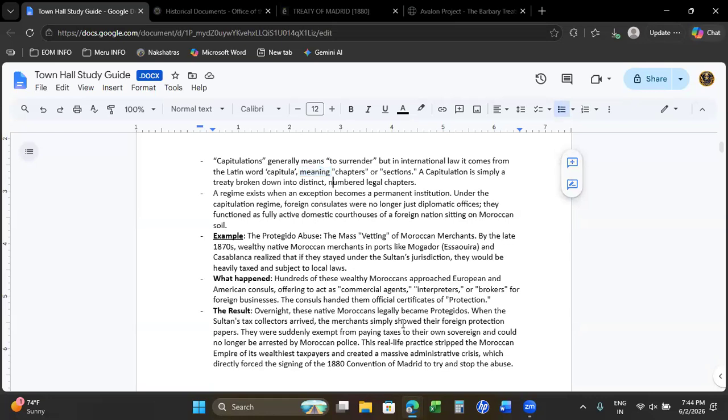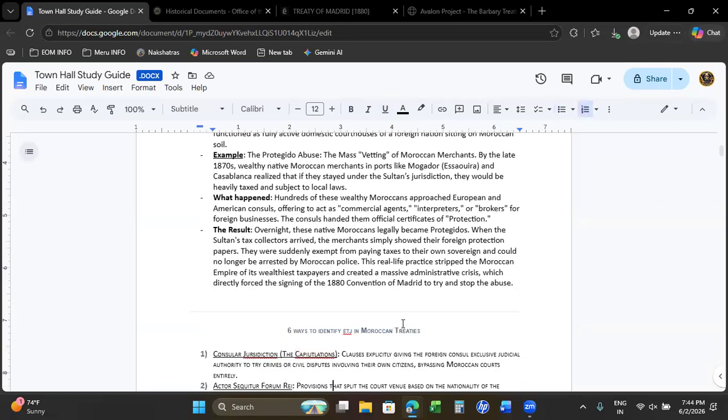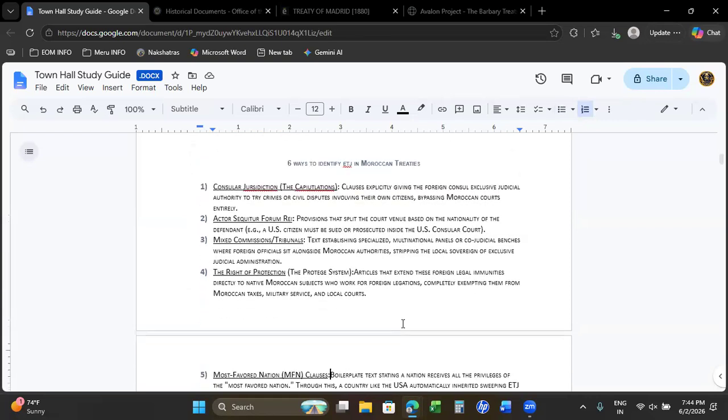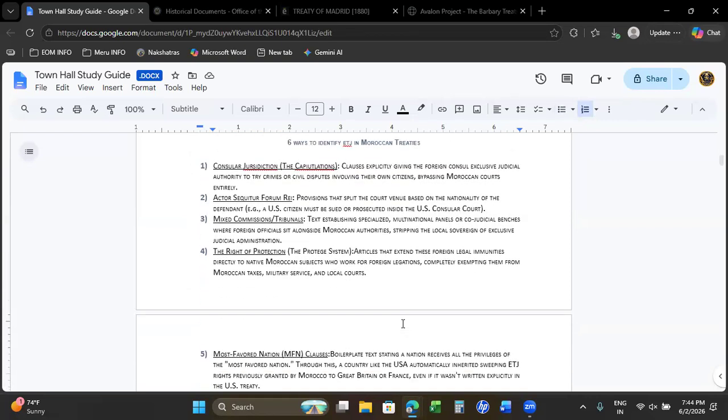So yeah, okay, let's move on here so we can further understand how to identify ETJ, or extraterritorial jurisdiction. Here are 6 ways to identify ETJ in Moroccan treaties. Let's read through these points. After the first point, Wazir, I'll pause you so I can break that down, and then we'll continue reading the other points. Wazir, are you able to read for us?